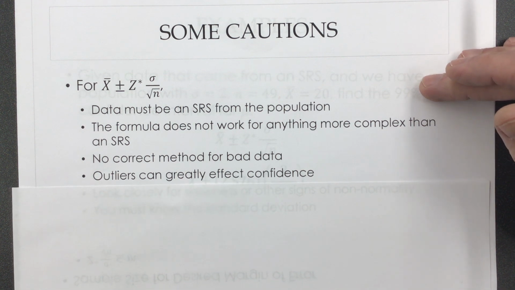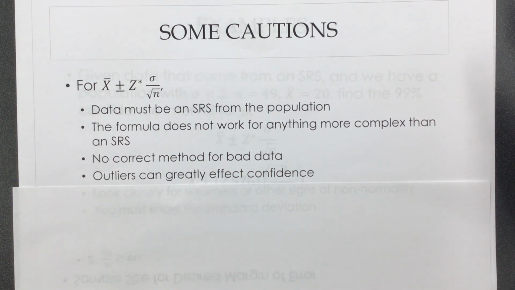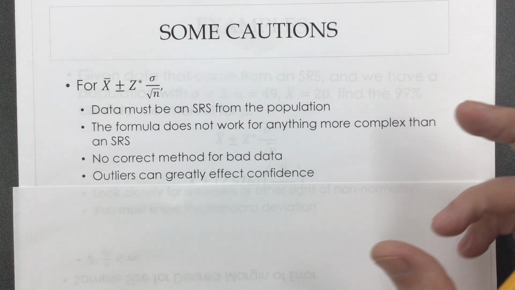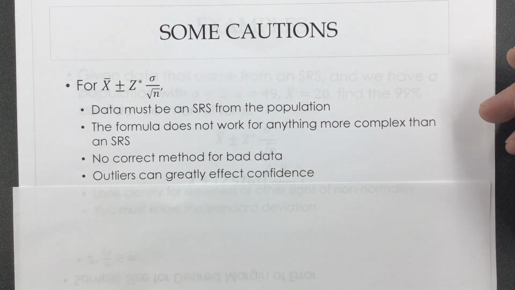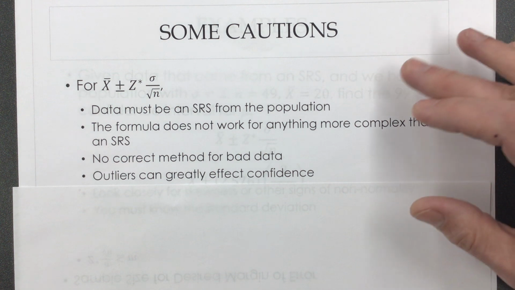Okay, you need to be careful about outliers, especially if you have a smallish sample size, right? Because if you have a small sample size and you get an outlier in there, it's really going to move your mean a long distance, and that can really pull your confidence interval either up or down, depending on which side that outlier landed. So be careful of outliers.